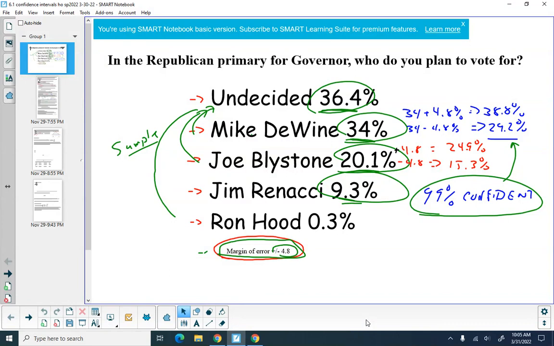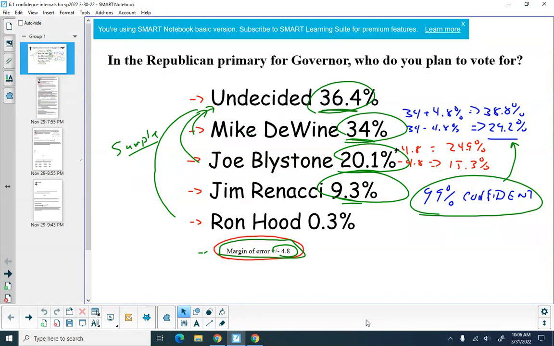Obviously, they're not going to poll everybody in the United States or the state of Ohio and see who they're going to vote for and actually make a prediction prior to that. But they will do a certain sample size, and they'll use that sample size and predict what would happen in an entire population.